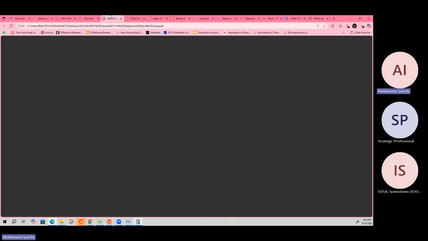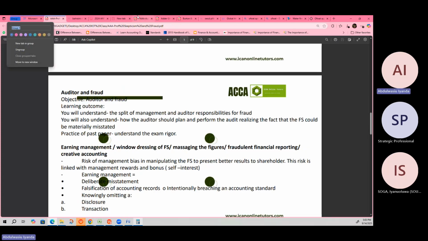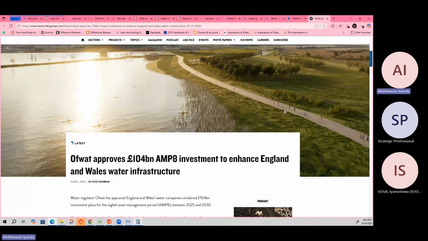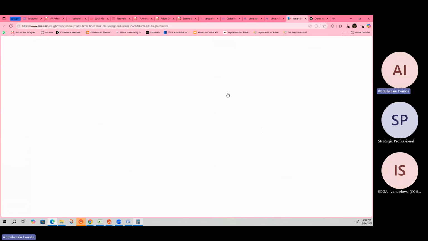So as the auditor, the first thing is to understand the nature of the non-compliance and the circumstances in which it leads to, and what is the effect on the financial statement? Understand the nature. Is it omission or is it commission? For example, this case now will be a commission. Maybe someone within the reservoir team didn't do a good job, and it led to that.